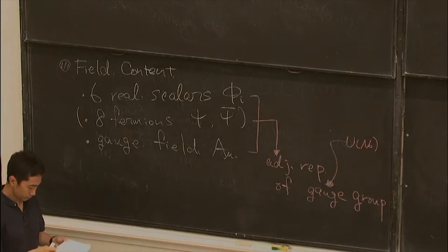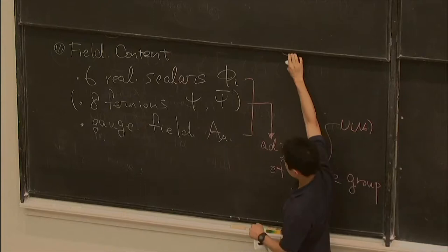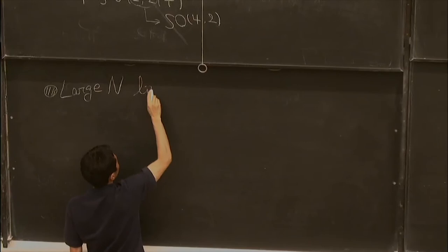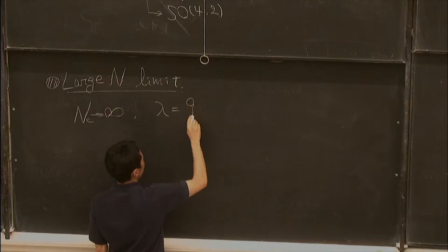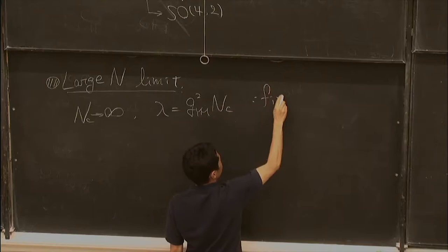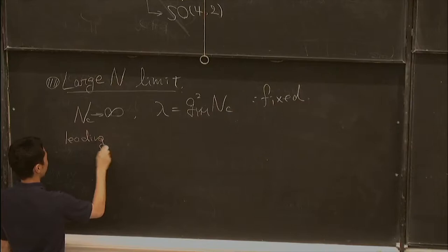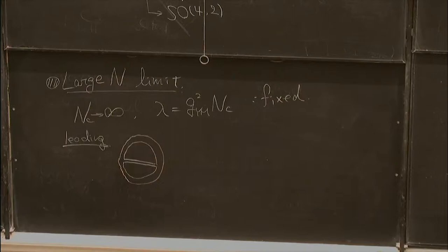Okay, so this is the basic property of the theory. And today I'm going to study the theory in the so-called large N limit, which is defined by taking the number of colors N_c to infinity and keeping this combination fixed. As you all probably know, in this limit the leading contribution is given by Feynman diagrams. I think I might be the only one who talks about Feynman diagrams in this school, actually. These are Feynman diagrams which you can draw on a sphere.